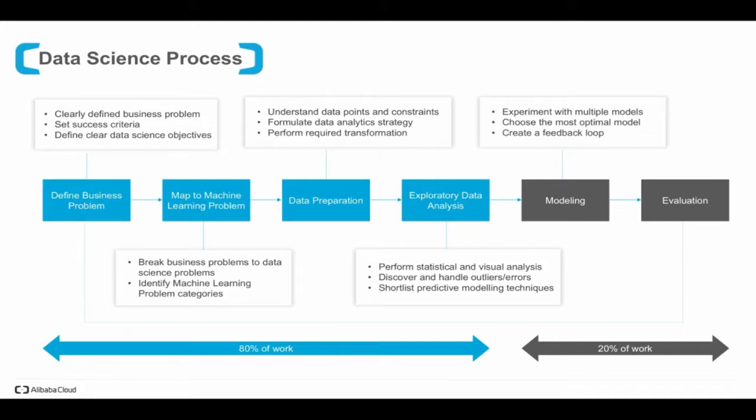Once the machine learning problems have been defined, then we need to drill deeper into the data. Data understanding should be specific to the problem at hand and help us strategize the right kind of analysis we want to do. While we do data preparation, we also do a lot of exploratory data analysis. It could include statistical analysis, drilling down into outliers, and shortlisting the predictive methods that we would use. Typically, modeling and evaluation is only 20% of the work, and it's an iterative cycle wherein once the evaluation of the model is done, we would go back and try to improve it if required.